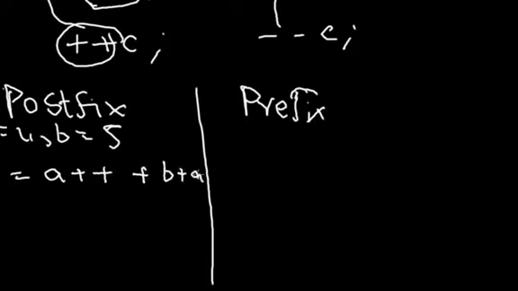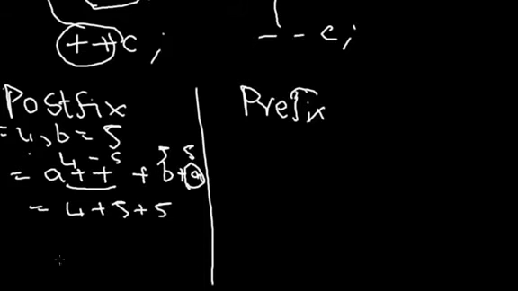So a is originally 4. It uses the value 4, then changes the value to 5, and b is 5. And a becomes 5, since we've used a postfix operator. So it becomes 4 plus 5 plus 5, that's 14. So I'll make a video on a few sums like this.